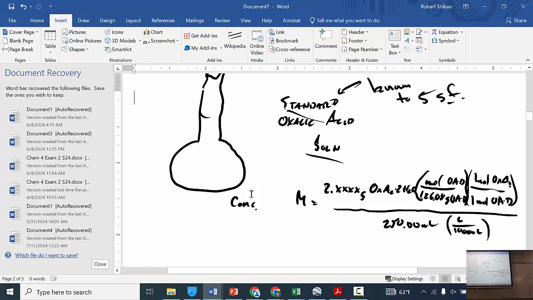All right, so what we know is we know the concentration of the oxalic acid. Let's pretend this is my oxalic acid. Let's pretend I filled this right on the mark. And so I have my oxalic acid standard solution. And then what I'm going to do is pour my sodium hydroxide, of unknown concentration, into my burette.